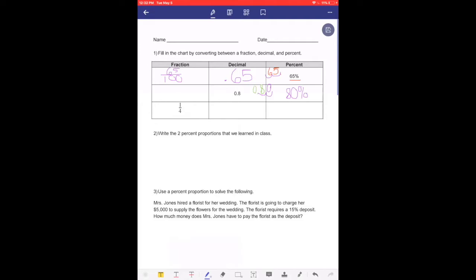And to make that a fraction, I take the percent and put it over 100. So 80 out of 100.